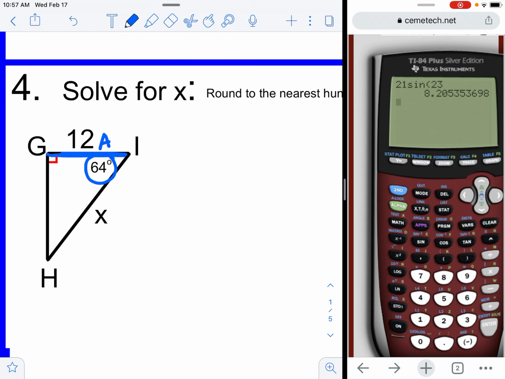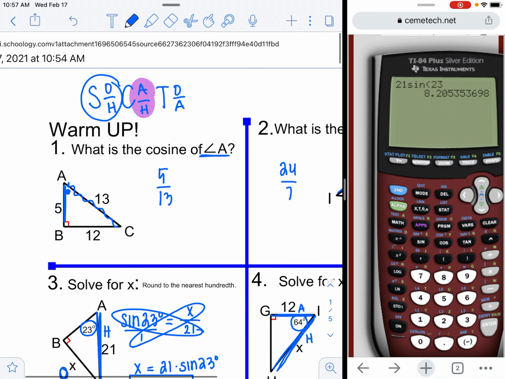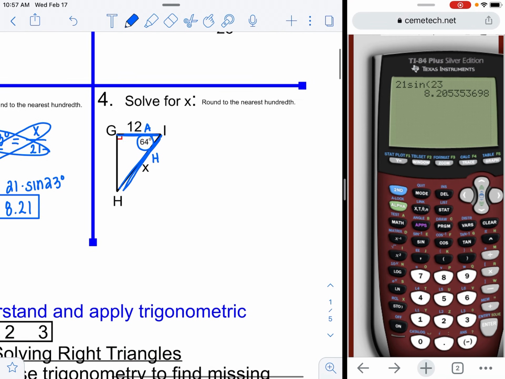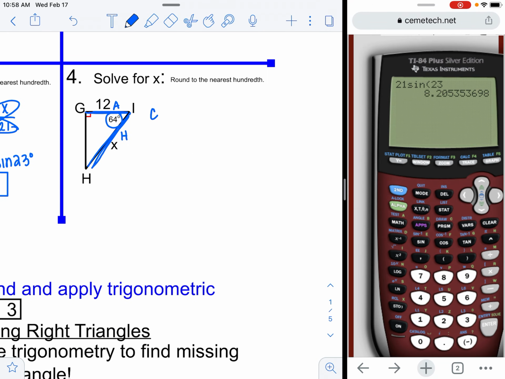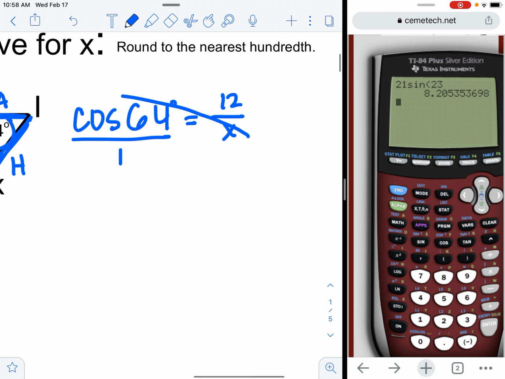This one here, here's my angle. This side touches it, so that's adjacent. It's not the hypotenuse. This one touches it also, but it's the hypotenuse. Which trig function uses A and H? Cosine. So I'm going to do cosine of 64 degrees is equal to, and then my fraction, A over H, 12 over X. Put your trig function over 1 and cross multiply.